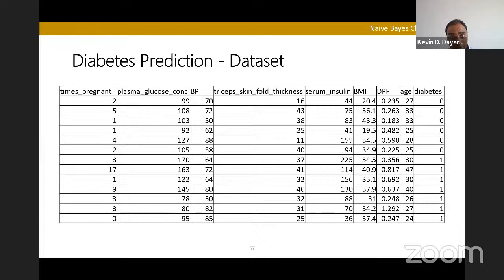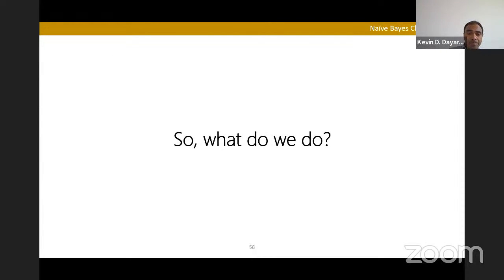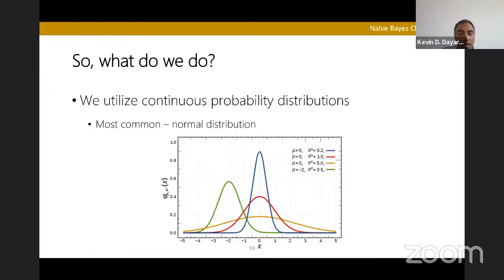Unlike what we had before, we are dealing with numbers. So what do we do? We're going to have to utilize this concept called continuous probability distributions. The most common probability distribution is the normal distribution. This is also known as the Gaussian distribution, and it's a classic bell-shaped curve that occurs so naturally in nature. It is ascribed by two parameters, a mean and a standard deviation, or the latter is sometimes referred to as the variance when it's squared.